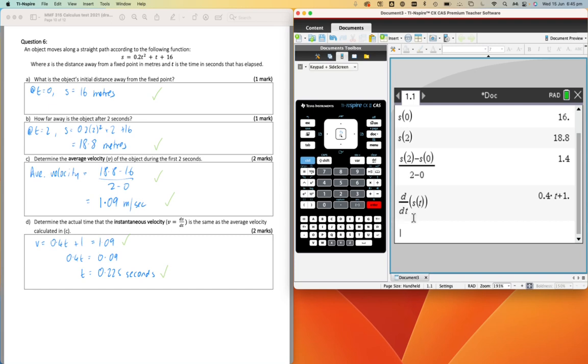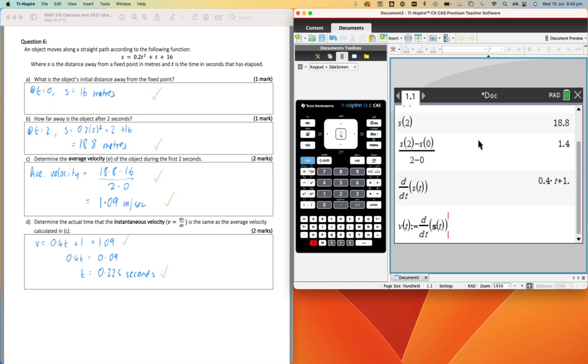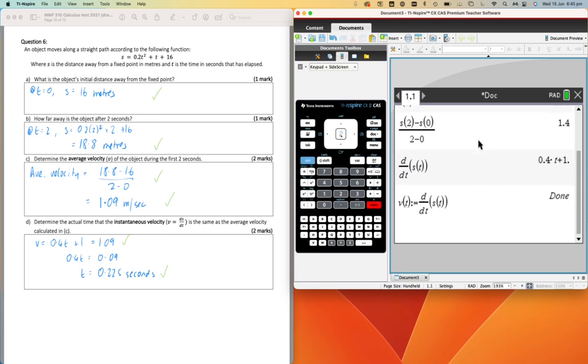So what I really should have done is gone for the gradient, let's call it V for velocity. The velocity is set equal to, and I'll just cheat and copy it. That's what I should have done in the first place. So that is defined as being the derivative of S of t. Done.